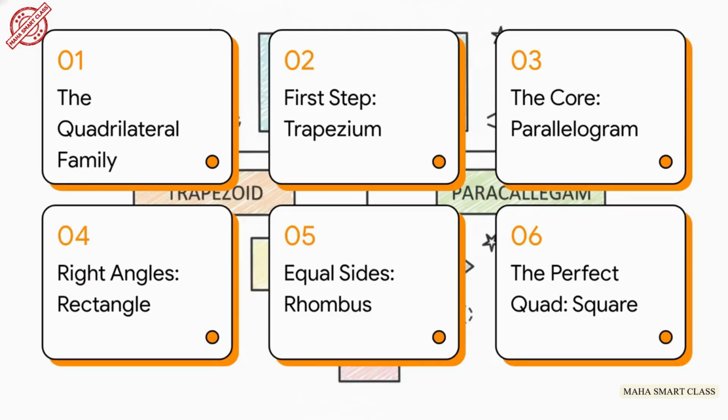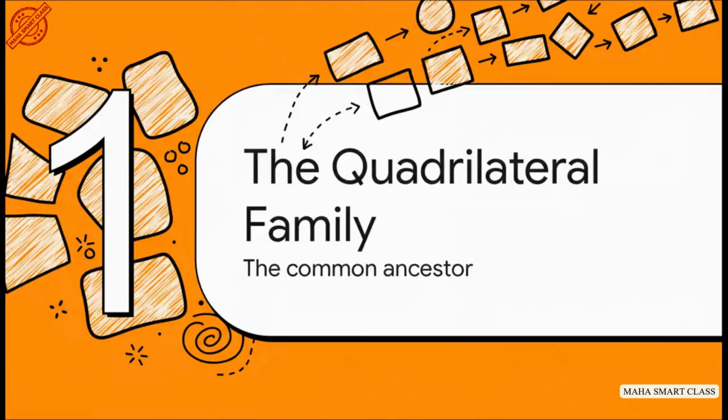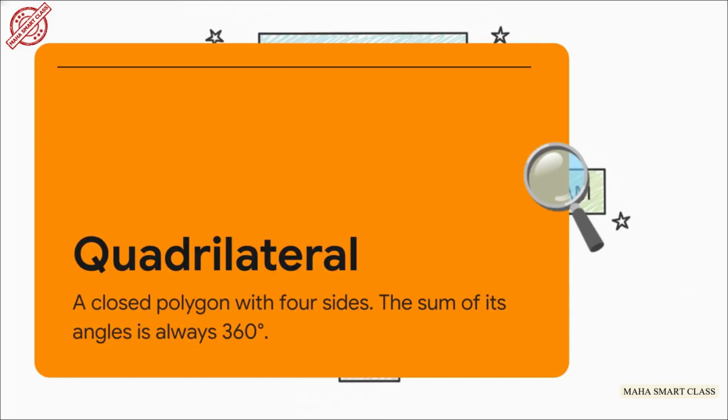So, here's our game plan. We'll start with the most general, basic four-sided shape, and then we'll see how adding just one simple rule at a time creates this whole lineage of more specialized and, honestly, more useful figures. All right, let's dive right in and meet the common ancestor of this entire family, the shape that really started it all. So what makes a quadrilateral?